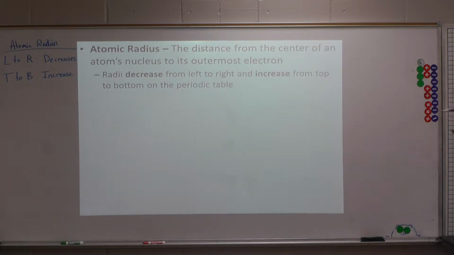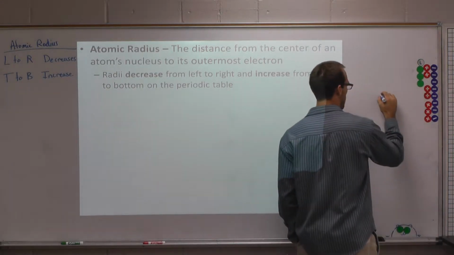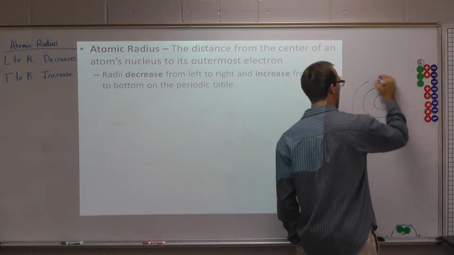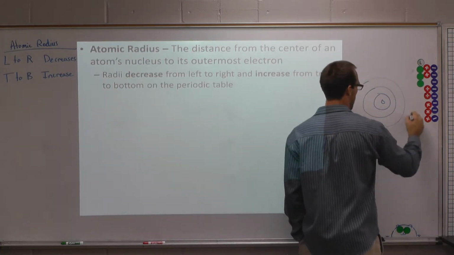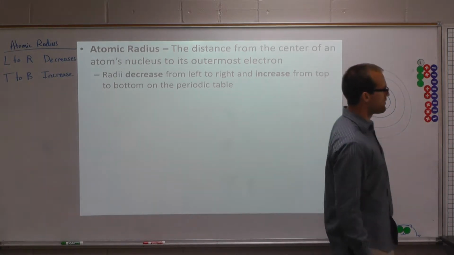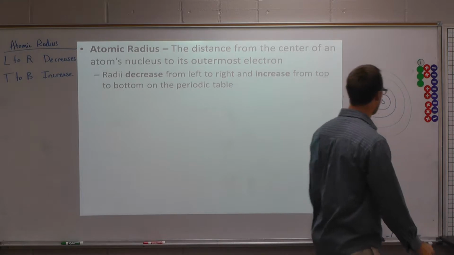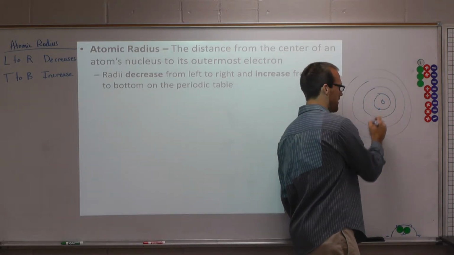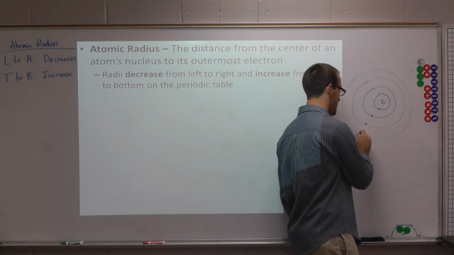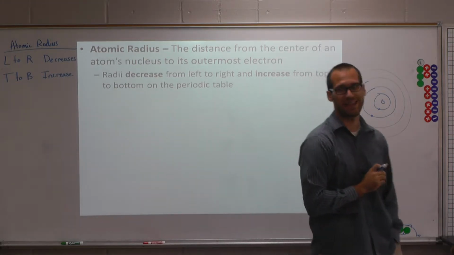Radius. So let's just say we're using the Bohr model. I know the Bohr model is not completely accurate, but do you see how as I progressively go down the vertical columns, I'm increasing in energy levels. So let's say there's my first energy level, there's my electron in my second, there's my electron in my third, there's my electron in my fourth. Do you see how the radius is getting bigger?